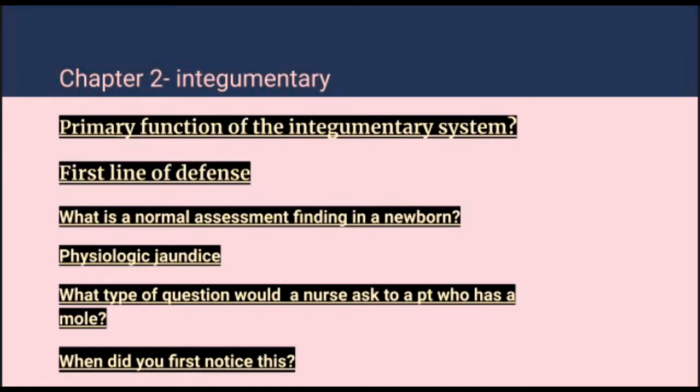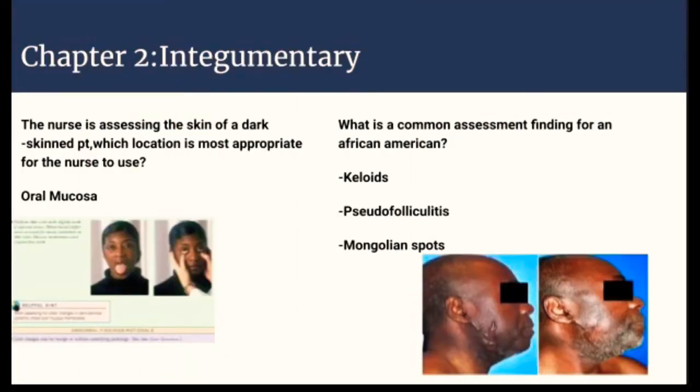So in regards to the normal assessment for a newborn, generally it would be jaundice. Sometimes when the baby comes out, they do look a little pale or a little yellow, and that's due to the fact that babies generally do have jaundice as a newborn. Okay, now we're going to be assessing a patient that's a little darker. So the nurse is assessing a patient with dark skin. Which location is most appropriate for the nurse to use? So the nurse would assess the oral mucosa, which is around the mouth, and that's where she would be able to see if the patient has any type of jaundice or any abnormalities.